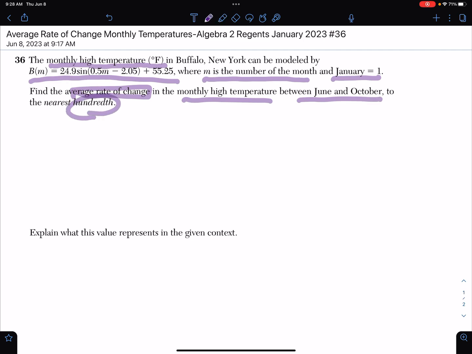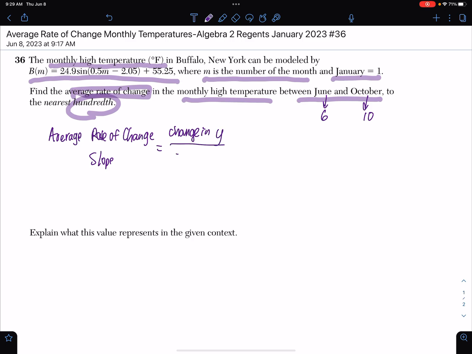Well, first of all, you can see here that January equals 1, which means June equals 6 and October equals 10. And so, average rate of change is also known as slope. What it measures is the change in y over the change in x, which is also known as y2 minus y1 over x2 minus x1.